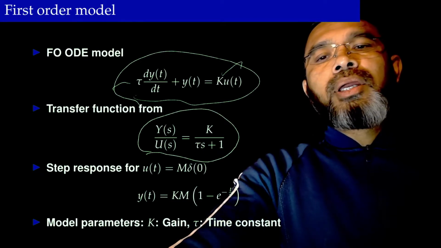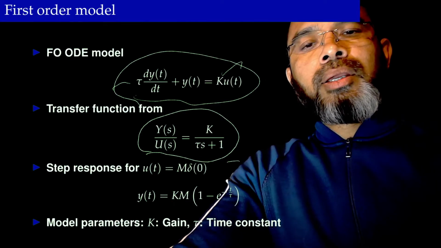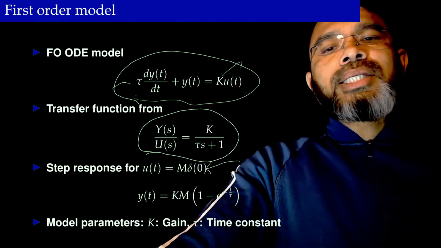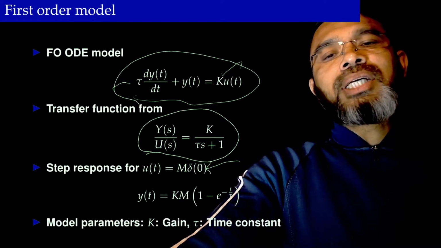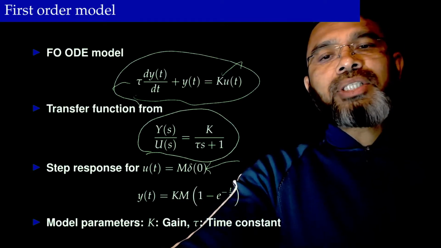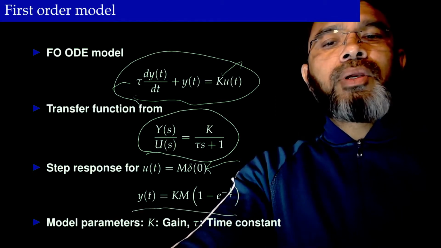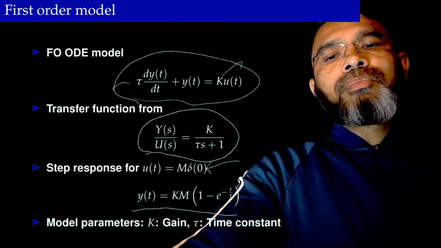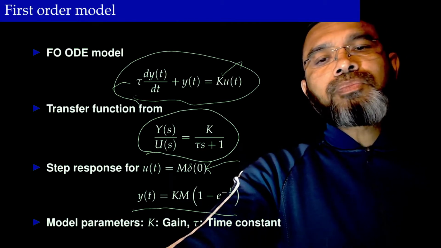And for an input signal that changes in a step manner, where m is the size of the step and delta naught is the Dirac delta function or the unit step function, we get the solution, this equation: y(t) equals km times 1 minus exponential negative t over tau.